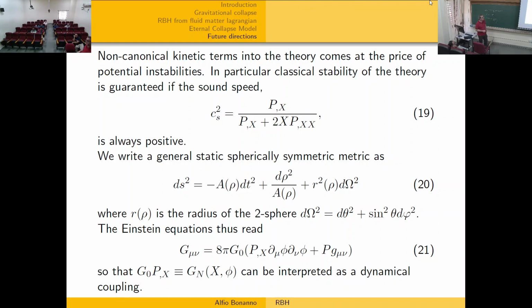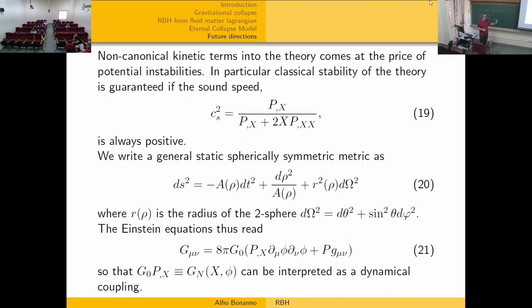Can I do the same thing which I've done with the scalar field? Fortunately, it's not so simple. Here you have some constraint. If you have a scalar field, the sound speed is given by this expression, and you want that to be positive, to have something which makes some sense classically. So you write a general static framework. Now this is a static framework, not a dynamical framework. The takeaway lesson from the first part is, if G goes to 0 fast enough, we can get a regular black hole during the collapse.